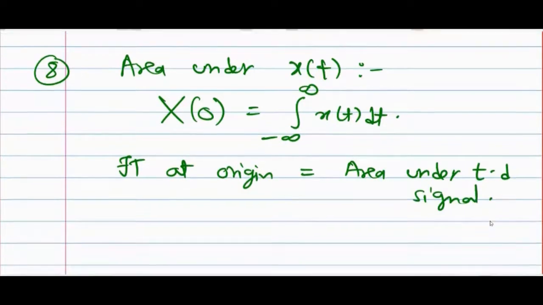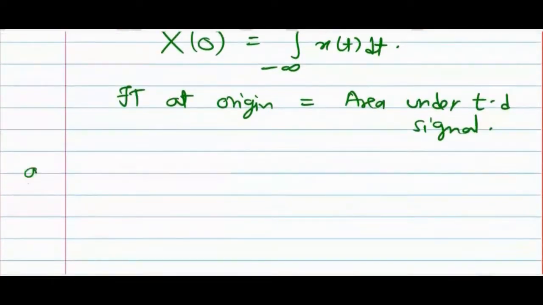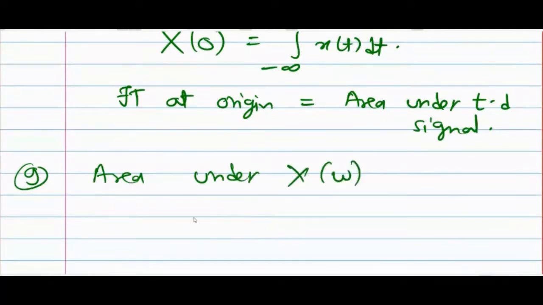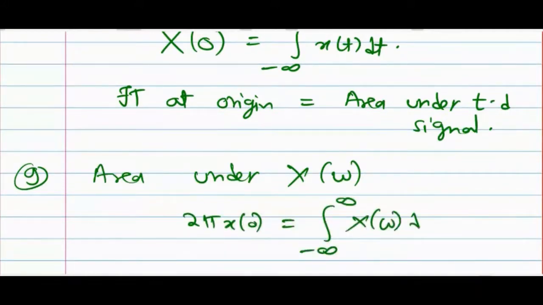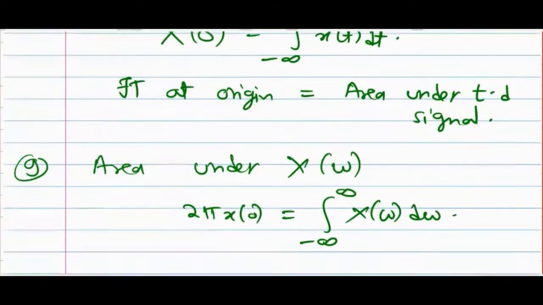Ninth, area under x of omega. So it is nothing but 2 pi x of 0 equals integration minus infinity to infinity x of omega d omega. Area means integration.